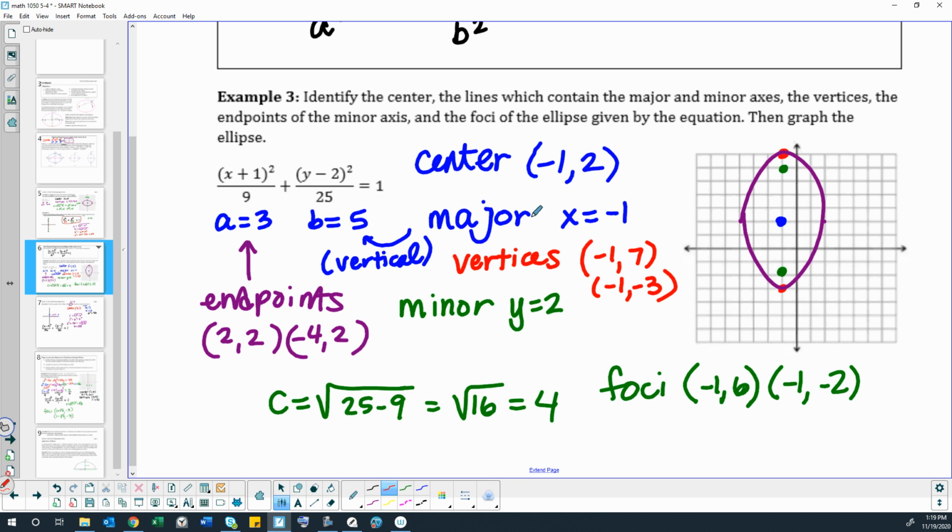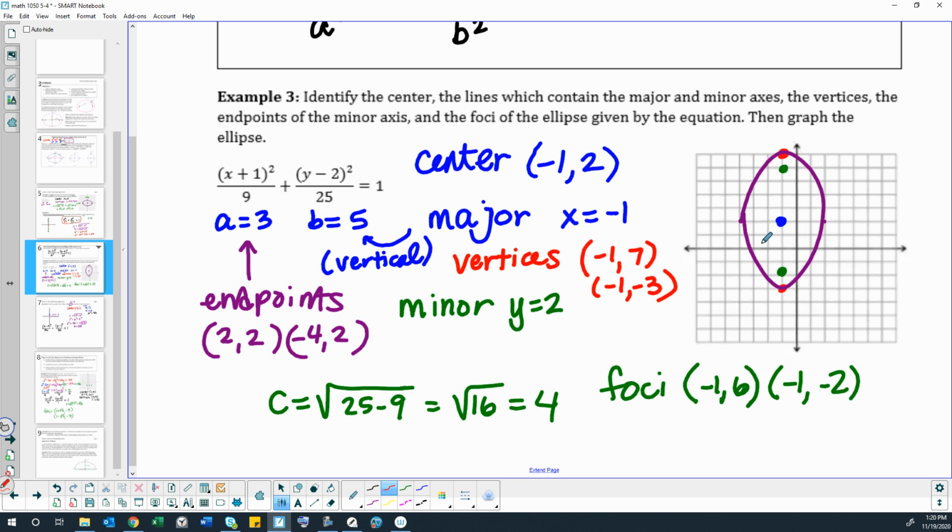Since this number is bigger, that is on our major axis. So the major axis is going to be vertical here at the line x equals -1. And the vertices will be located 5 above our center at (-1, 2), so up here at (-1, 7), and down here below our center at (-1, -3). So really you can just take that second number and add 5 and subtract 5, and the -1 stays the same because those are on our major axis at x = -1.